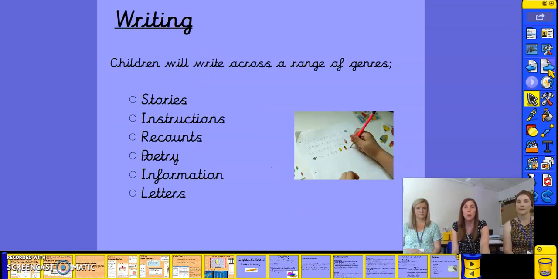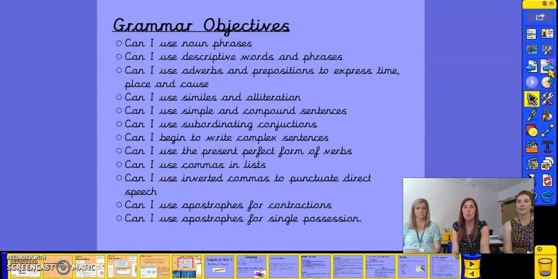In writing, we will continue to write a range of different genres. We'll be writing stories, instructions, recounts, along with others. And here are some of the grammar objectives that we will be learning in Year 3. Some of these the children may have already started in Year 2. They may have knowledge of these already, and then there may be some new ones there for them as well.